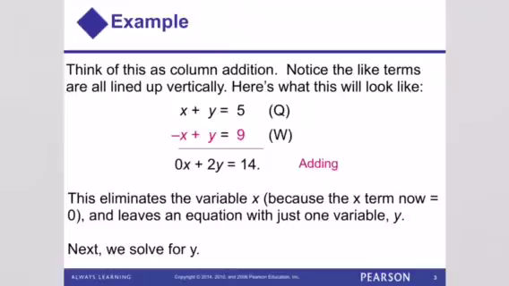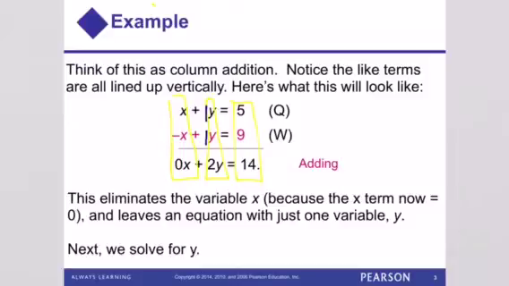So back to our two original equations, you can think of this as column addition. So what we're doing is we're adding the columns together. So this column, and this column, and this column. So x plus negative x is 0x. Y plus y is 2y. Remember, a y by itself means 1y, right? That's why we get 2y. And then 5 plus 9 is 14.